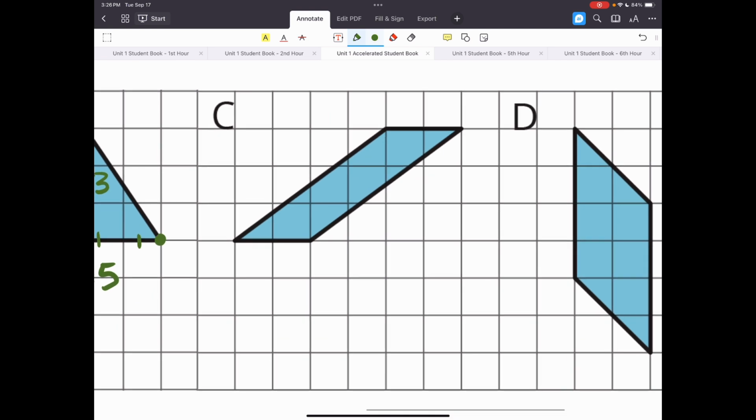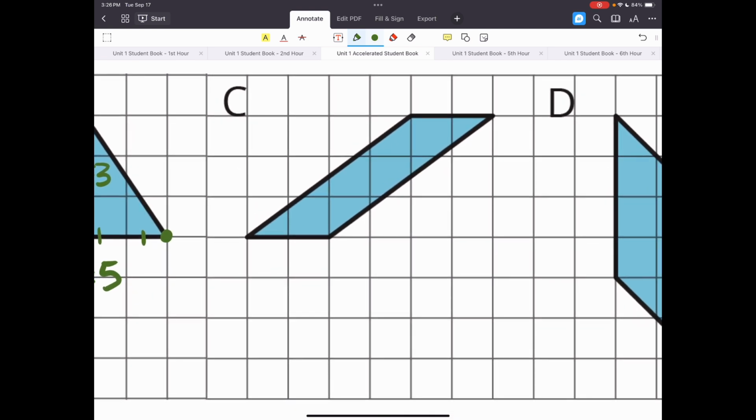Now, C is different because C has a unique situation where the base and the opposite bases don't actually line up. So this base here and this base here, this can be my base that's 2 units long, but to identify the height, I actually have to extend the base out to connect it with the other base. Okay, so there's my right angle that I'm searching for.